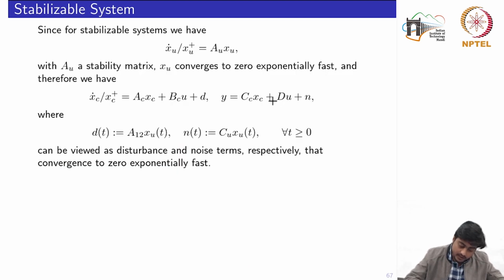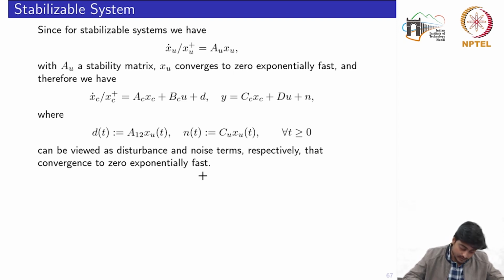and similarly I would have a similar representation of XU in terms of another signal called N. Both are in fact time dependent. So these two signals can be viewed as disturbance and noise respectively, that converge to zero exponentially fast.